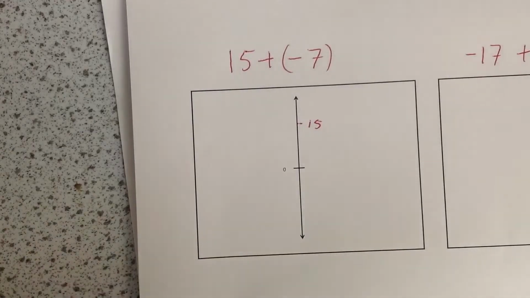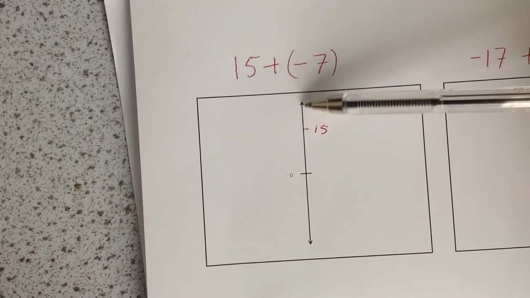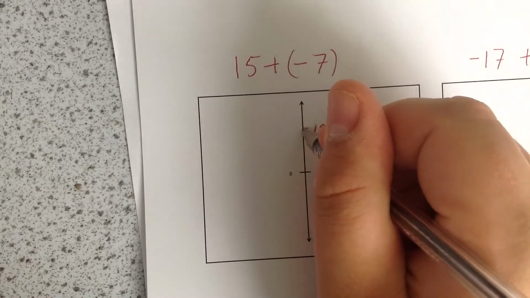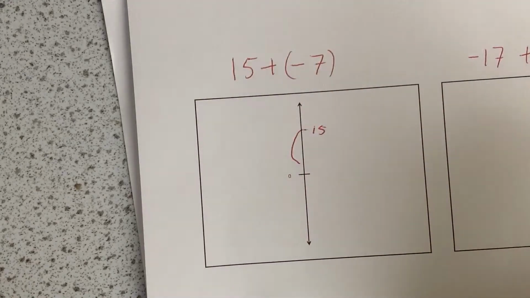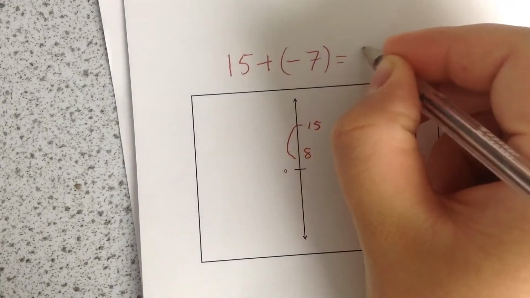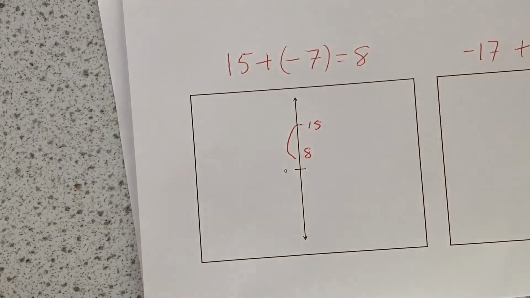Now, when we're adding and subtracting negative numbers, we're actually doing the opposite of what we would be doing if it was a positive. So instead of going up, we're going to go down 7. And if we go down 7 places, we're going to get to positive 8. So our first answer is positive 8.